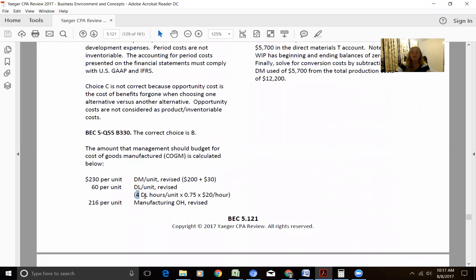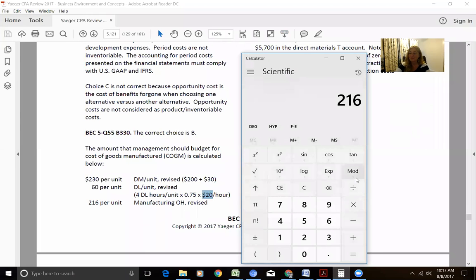And so you notice it was 4 hours. We're going to reduce that by 25%, so it's only going to be 75% of that, times $20 per hour. So we've got 4 hours, 75% of that means it's now only going to be 3 hours, and then we're going to multiply that by $20 an hour, and that's how we get our $60 per unit. It also tells us in the problem that our overhead would be 3.6 times the amount of labor. And so if labor is $60, I'm going to multiply that by 3.6, and that's where our $216 of assigned overhead comes in.